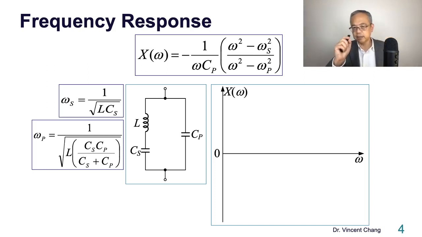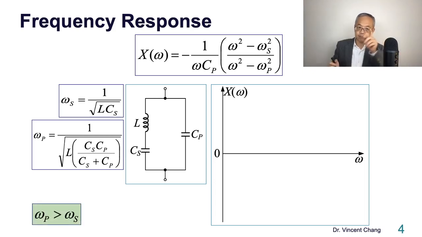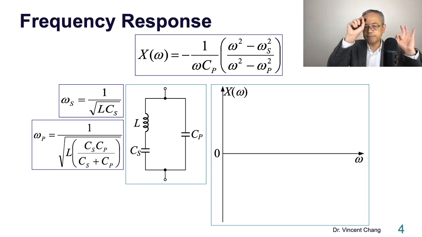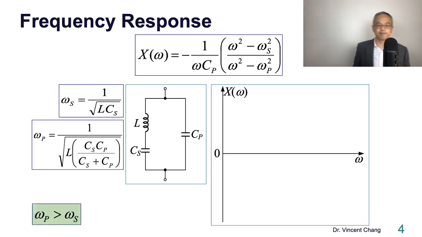But before we do this, we need to take a closer look at these two frequencies first. What two frequencies? The series resonant, omega s, and omega p. First of all, look at the denominator. The same inductance, but different capacitance. Which one is smaller? The second one, the parallel one, is smaller, right? So the denominator of the parallel one is smaller. After inverse, it's bigger, it's higher. So parallel is on the right-hand side of the series. So omega p is higher than omega s.